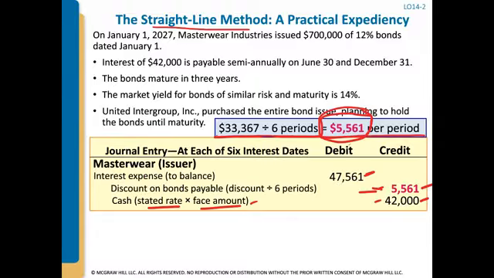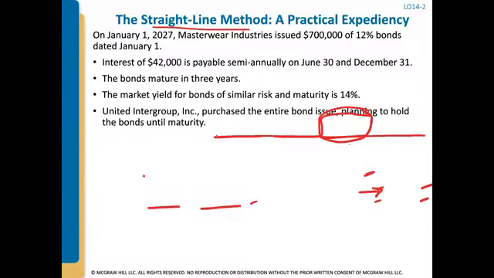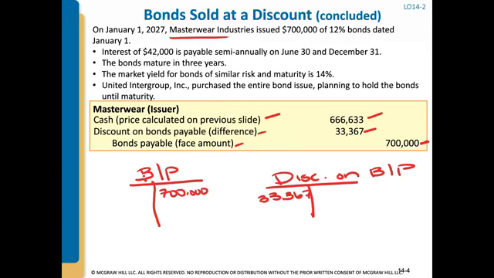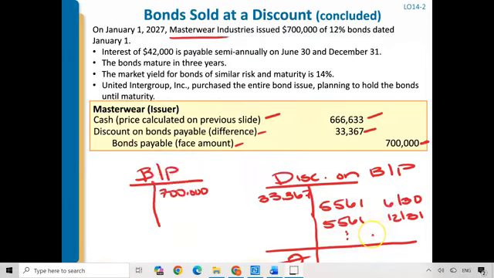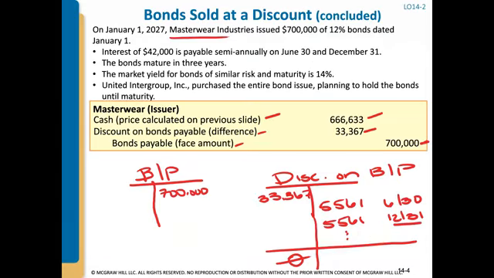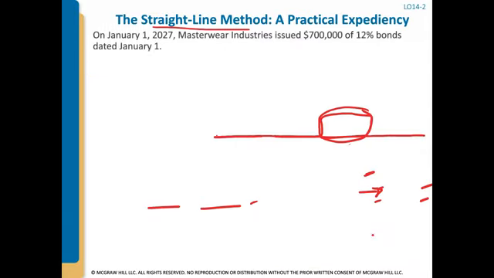So this $5,561, I'm going to go back to my T accounts here. The $5,561 will get recorded every June 30th and every December 31st, and that will happen 6 times because there's going to be 6 periods, such that at the end of this, after 6 periods, my balance on the discount on bonds payable will be 0.